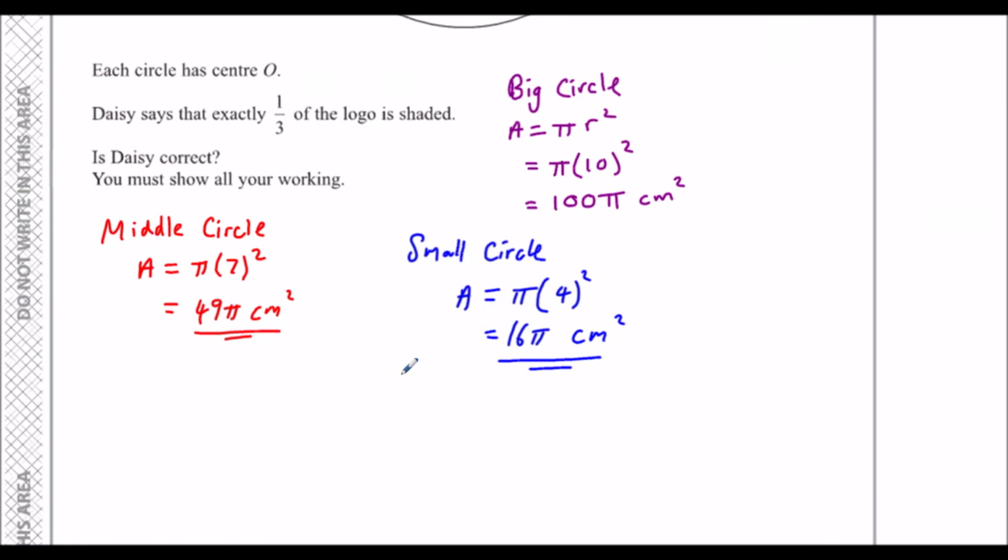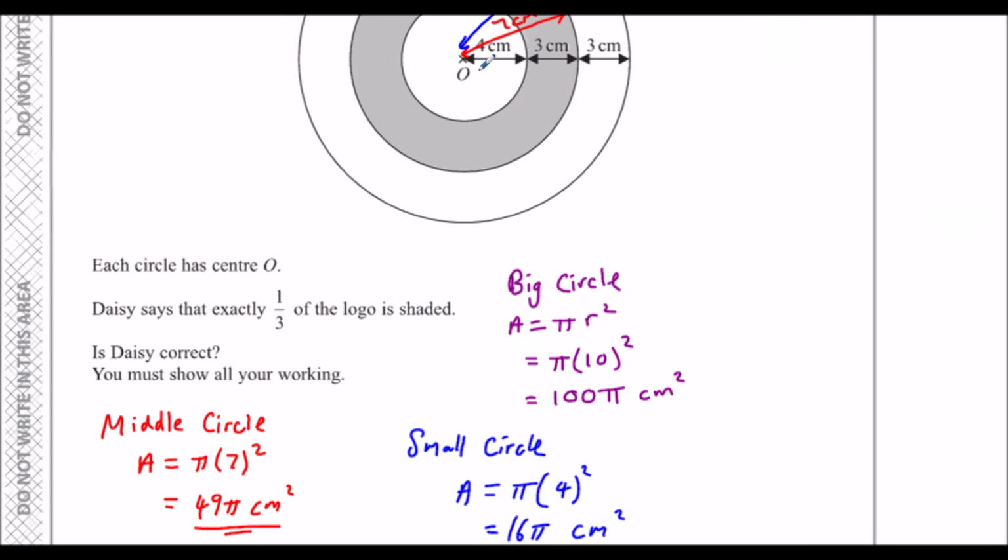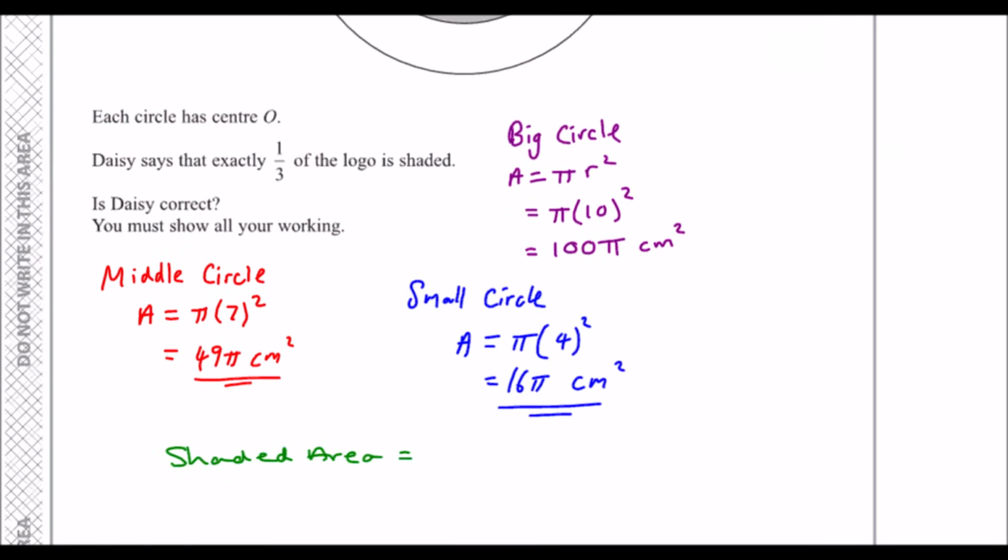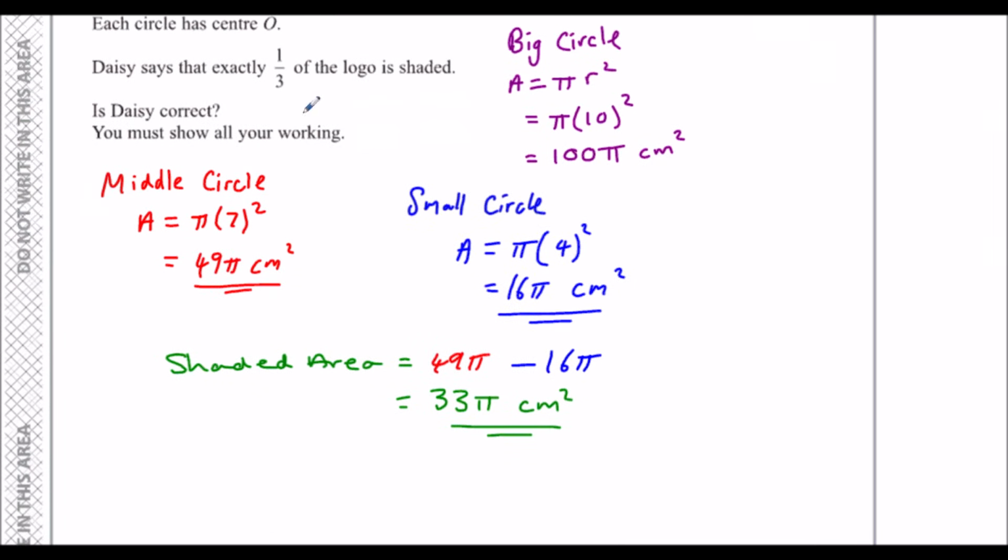Now the shaded area is the middle circle take away the little circle. So 49 pi take away 16 pi, and that is 49 take away 16, 33 pi centimeters squared. So the shaded area is 33 out of the total area of 100.